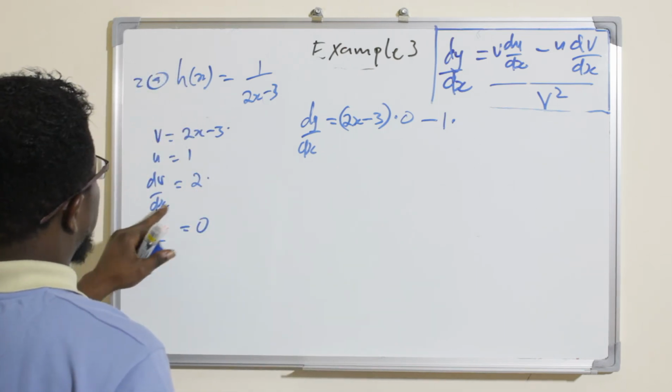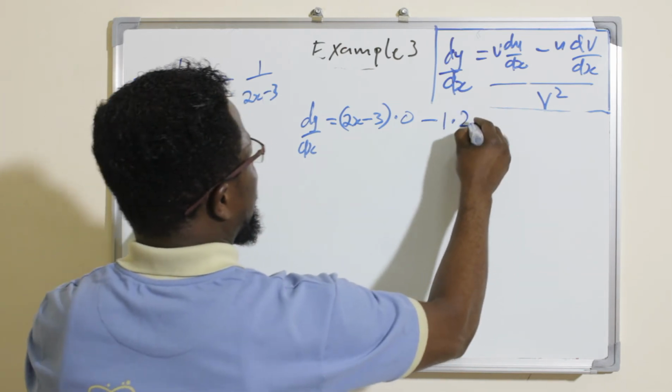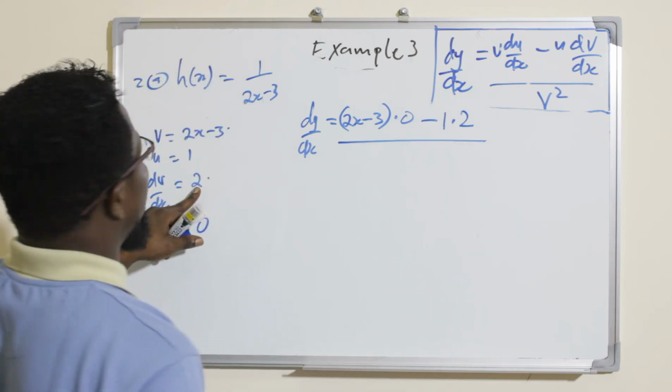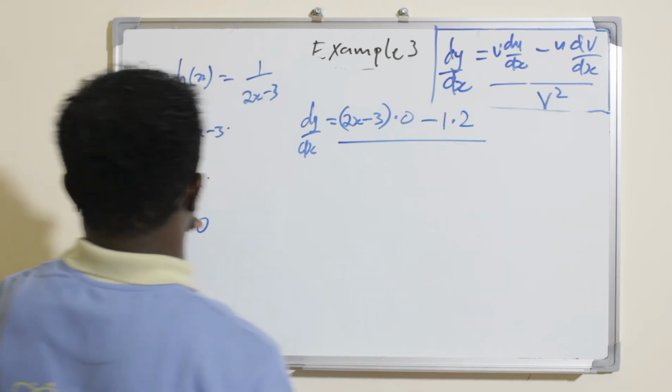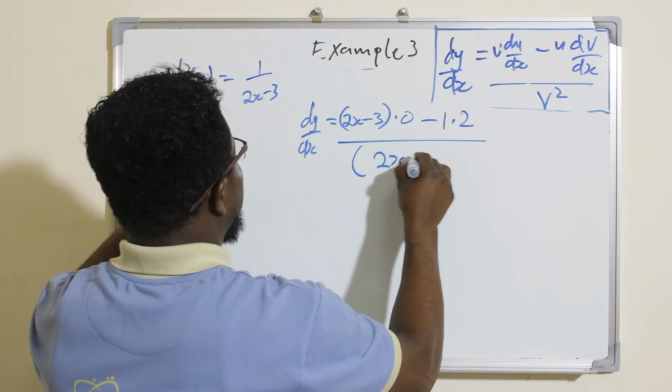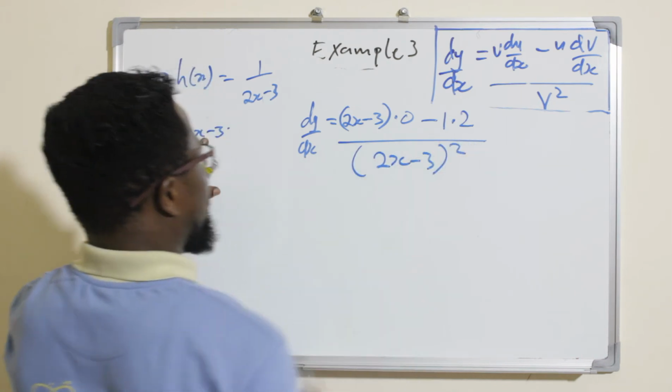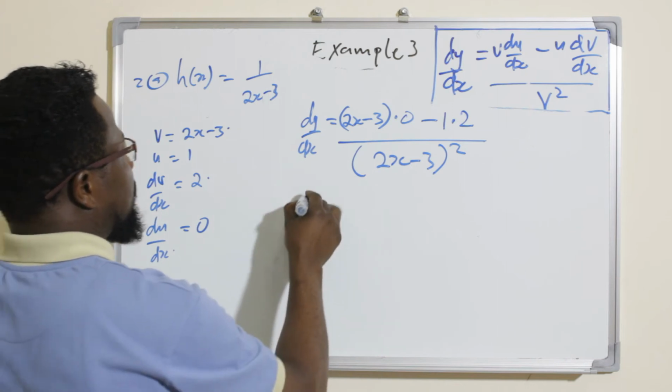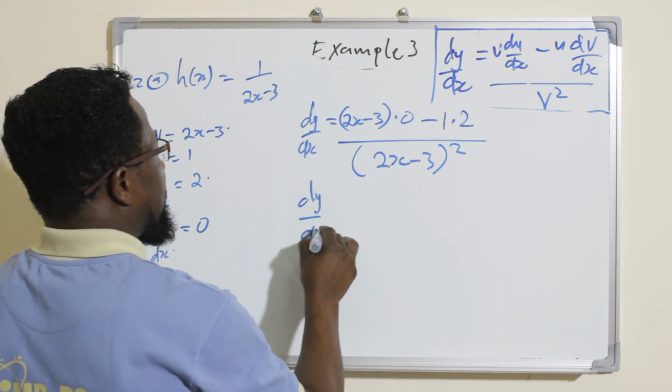The v dx is what? It is 2. All over what? Over v squared. Where is v? V is here. So v squared is now going to give me what? 2x minus 3 squared. And now let's finish up the work.